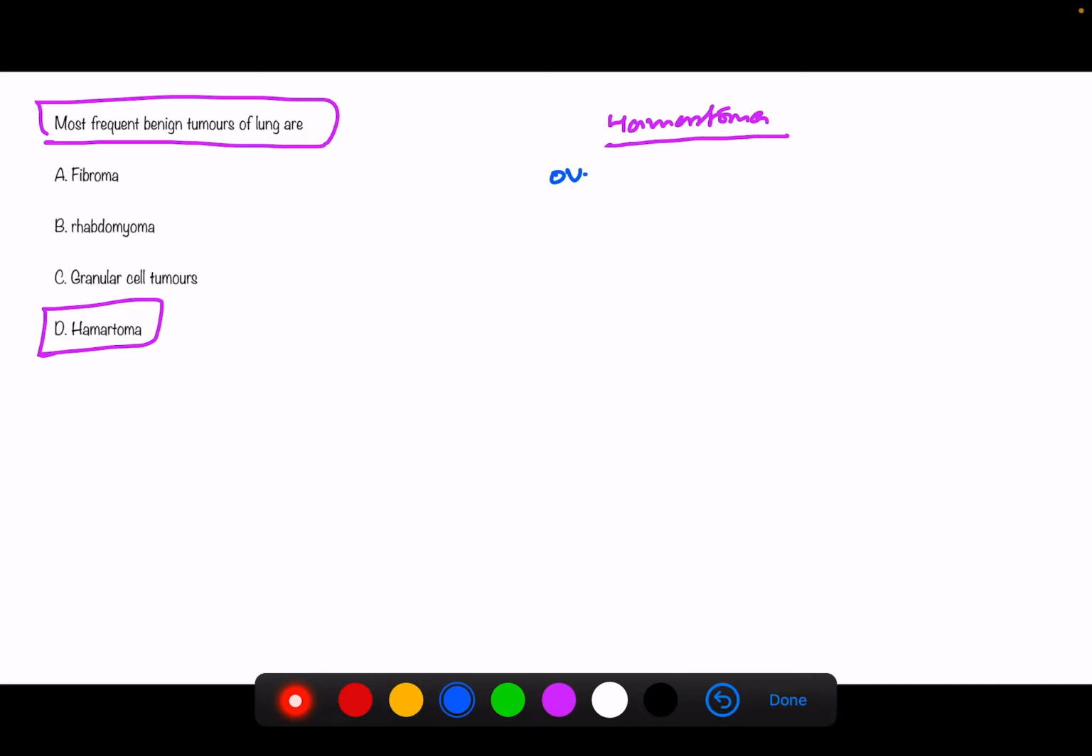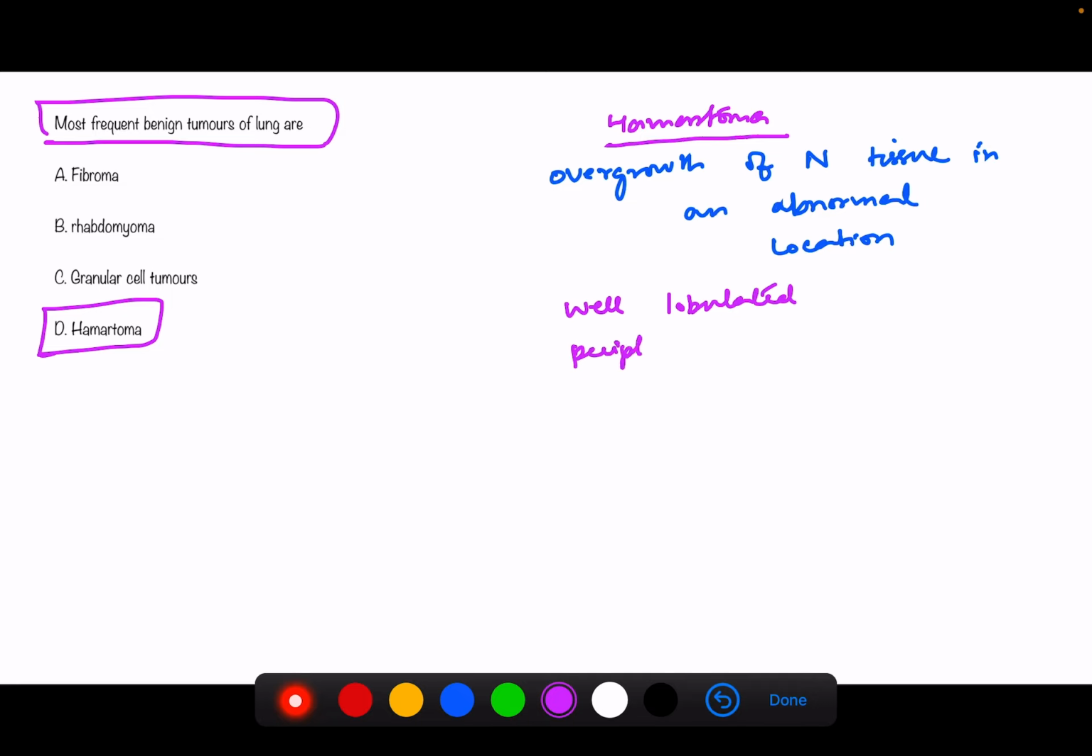So hamartoma basically means an overgrowth of normal tissue in an abnormal location. All right. These hamartomas look pretty well lobulated, and they are peripherally located, and they are benign. We must know that these hamartomas don't undergo calcification. Calcification does not happen in hamartomas, and these are made up of cartilages. However, in imaging, popcorn appearance is seen. All right. So they are benign. They don't undergo calcification.